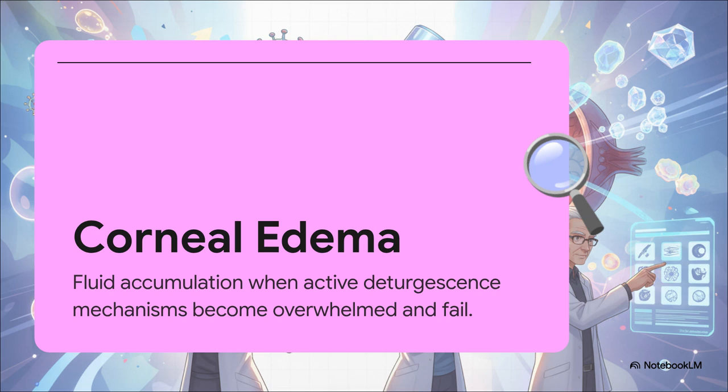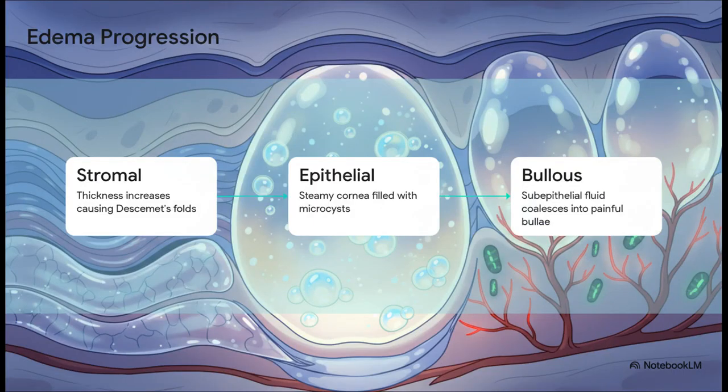This is a critical, sight-threatening finding when you're dealing with conditions like acute angle closure glaucoma or Fuchs endothelial corneal dystrophy. Visually, this fluid accumulation is very deeply layered. It starts down in the stroma. Once the stromal thickness swells by more than 10%, Descemet's membrane actually begins to fold in on itself, creating striate keratopathy.